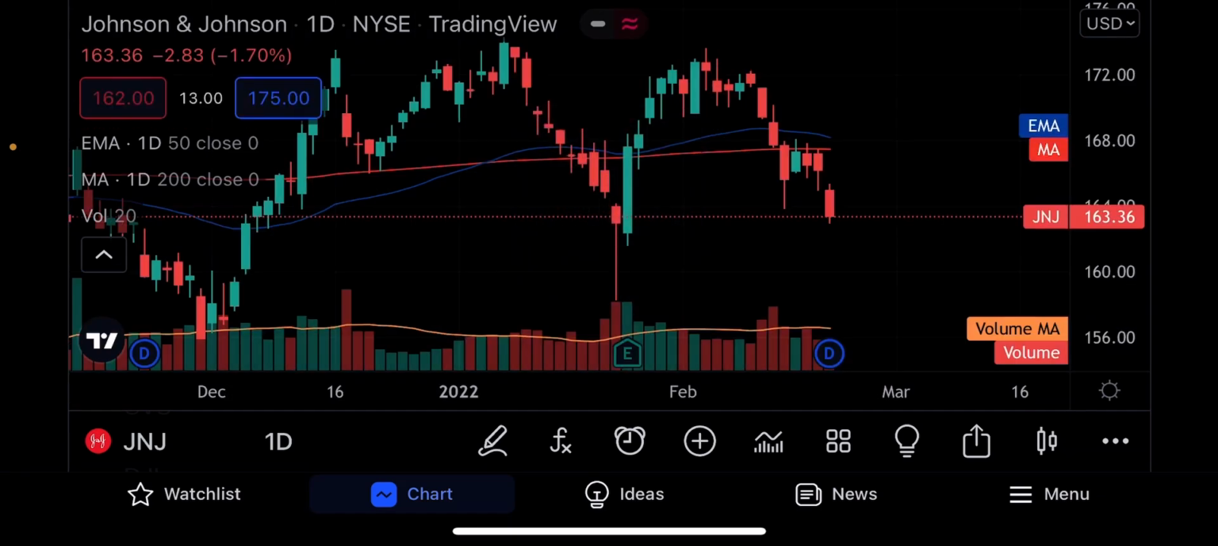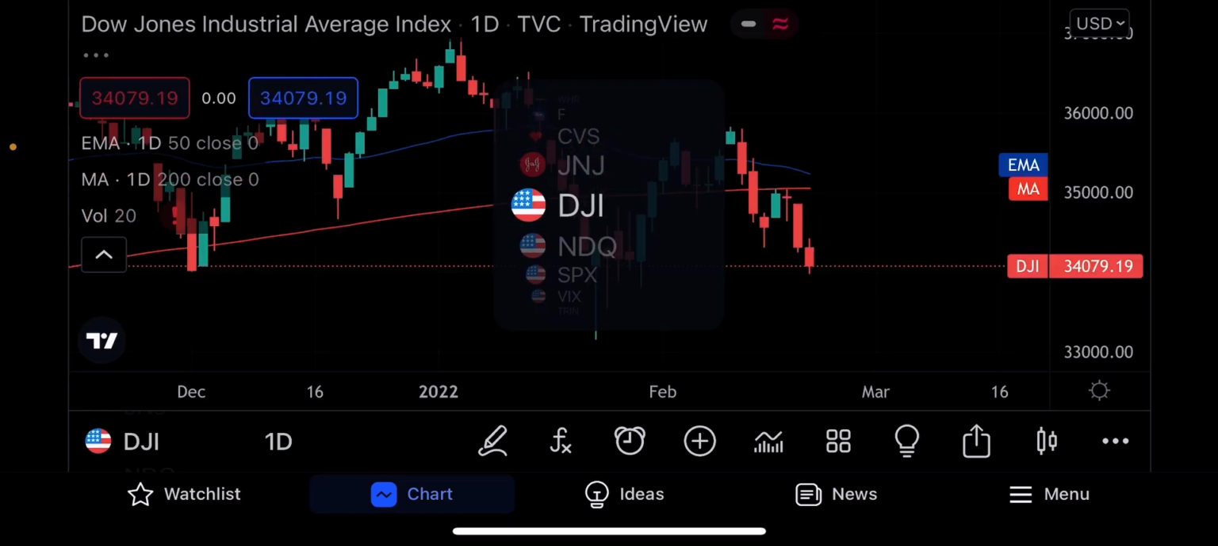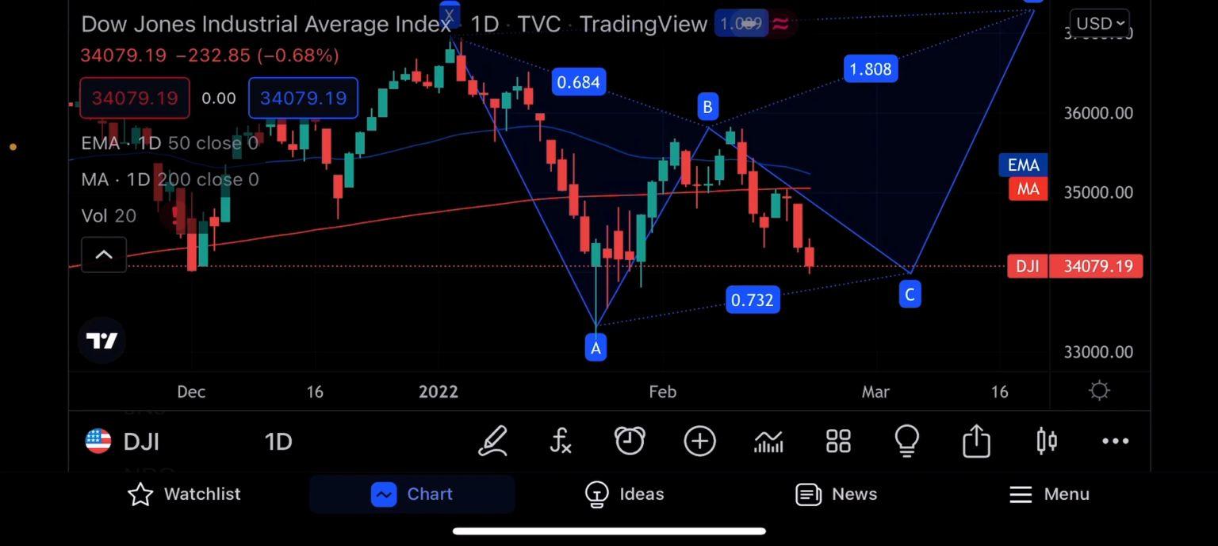J&J, and then we're back to the Dow Jones. This is the one that I'm most interested in. I want to see if this Gartley pattern is going to work itself out.